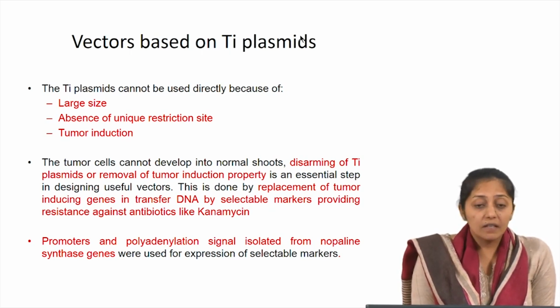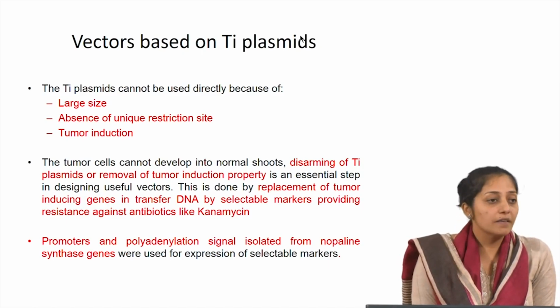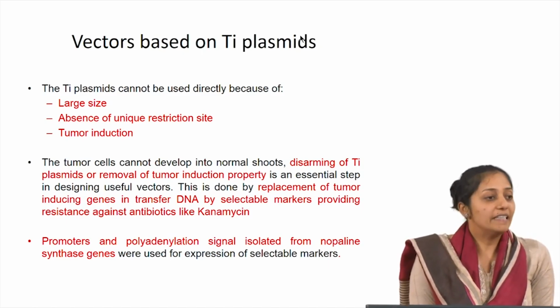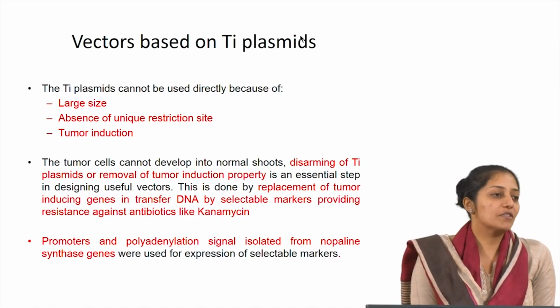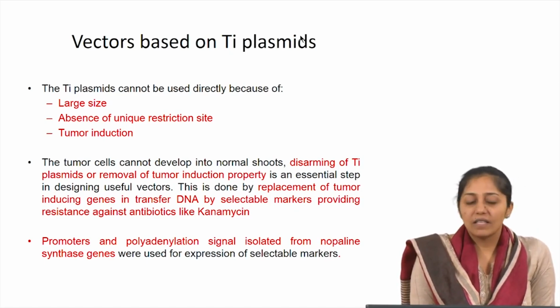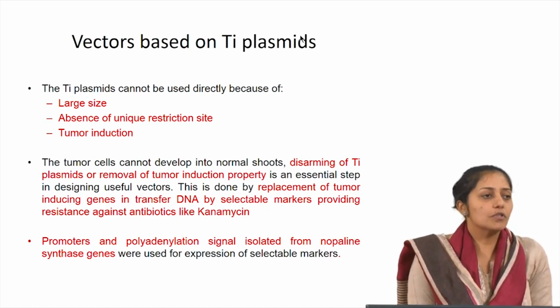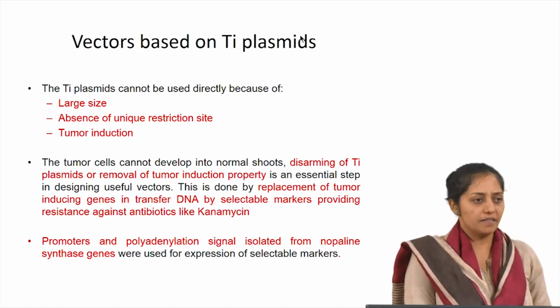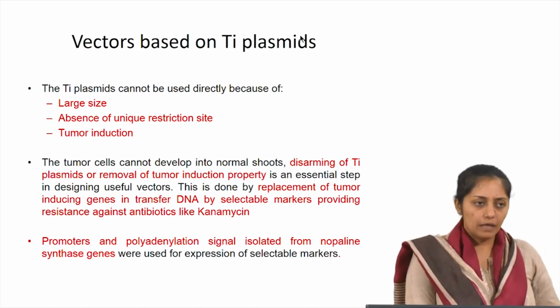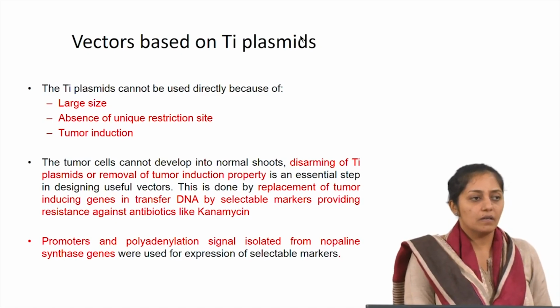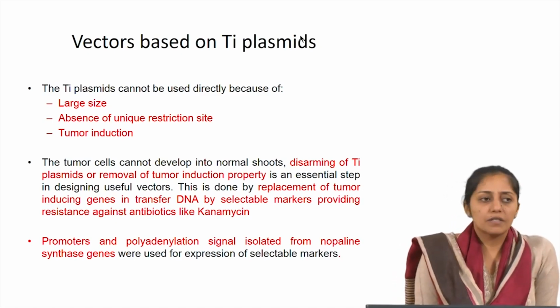Even if it is a targeted transformation, there is still a selection needed in Agrobacterium transformations. Selection, because you may end up in many different cell lines, isn't it? As you end up with untransformed callus induction. So why is selection needed now?